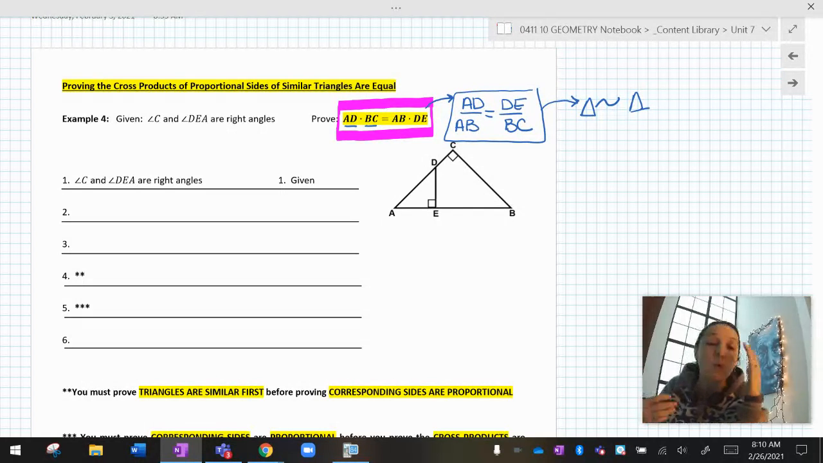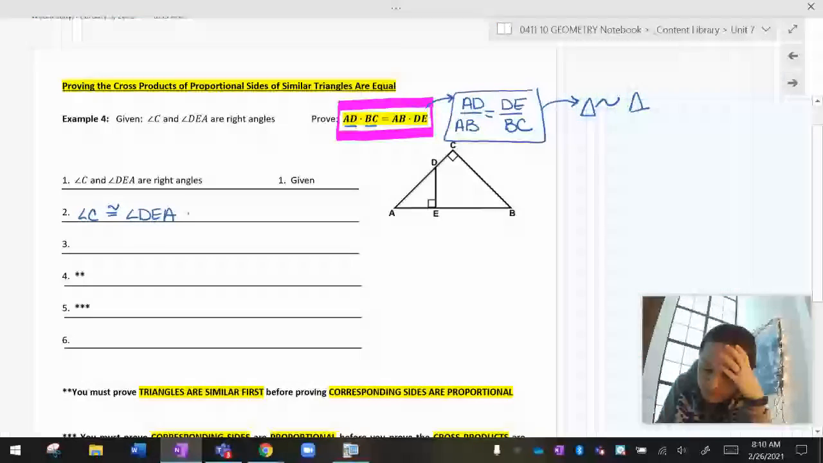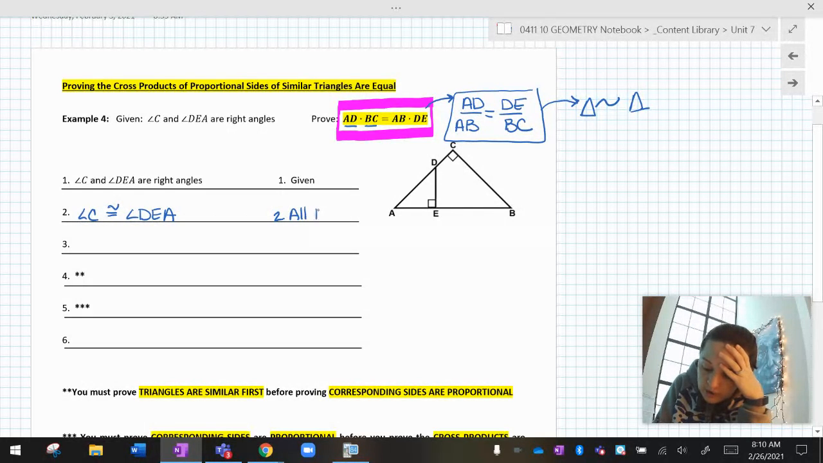All right. So now, let's actually do the proof. Shut up, Mrs. Verber. Let's get the problem done. It says given C and DEA are right angles, prove that I can do the product. All right. Well, I'm going to start proving more angles. So if C and DEA are right angles, then C and DEA are congruent because all right angles are congruent.